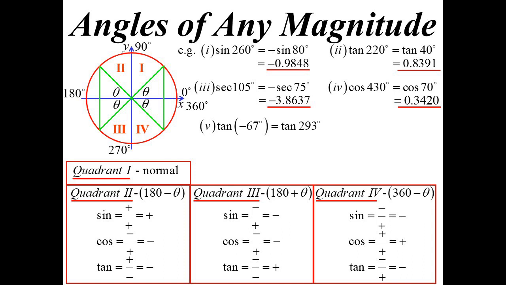Tan 293, fourth quadrant. Tan's negative, what's the size of the acute angle? 67. Tan is actually an odd function. See how it's got the function negative x is equal to the negative function x, minus 2.3559.